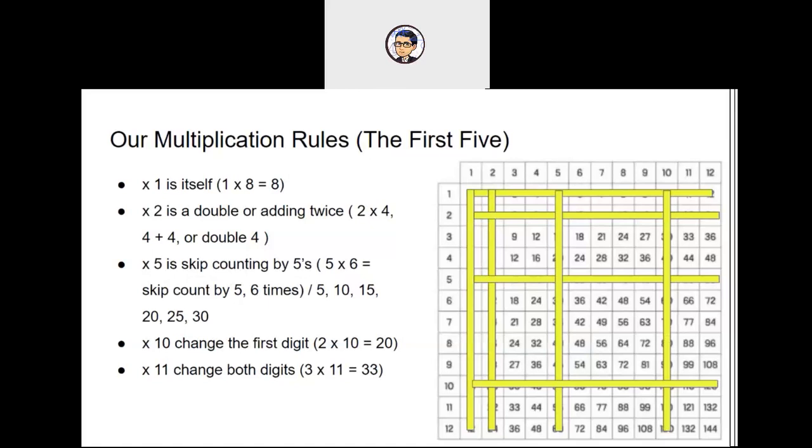When I'm looking at my 11 times tables, I can say to myself, I change both the tens and the ones digit. 3 times 11 equals 33. 4 times 11 is 44. 5 times 11 is 55. 2 times 11 is 22. 1 times 11 is 11. And I knock out those numbers. I knock out those multiplication facts.